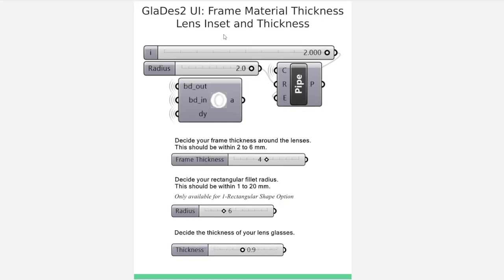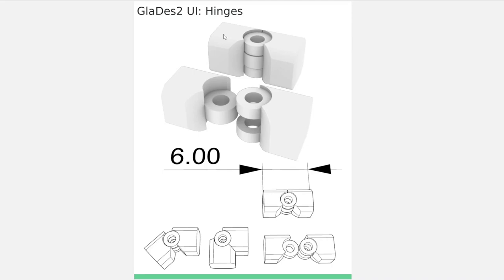The frame material thickness, insets, and thickness for lens control parameters control the radius of the piping of the frame body itself, the end cap styling, and also handle geometry back and forth between the lens shape in order to make sure that they match up geometrically. Here are additional specifications on the hinge design used in GlaDes2.